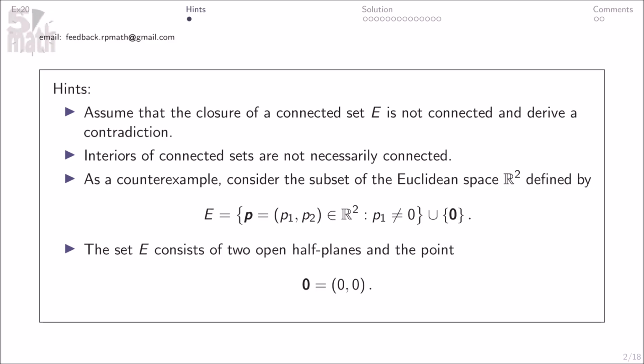As a counterexample, consider the subset of the Euclidean space R2 defined by E equaling this. The set E consists of two open half-planes and the point here.